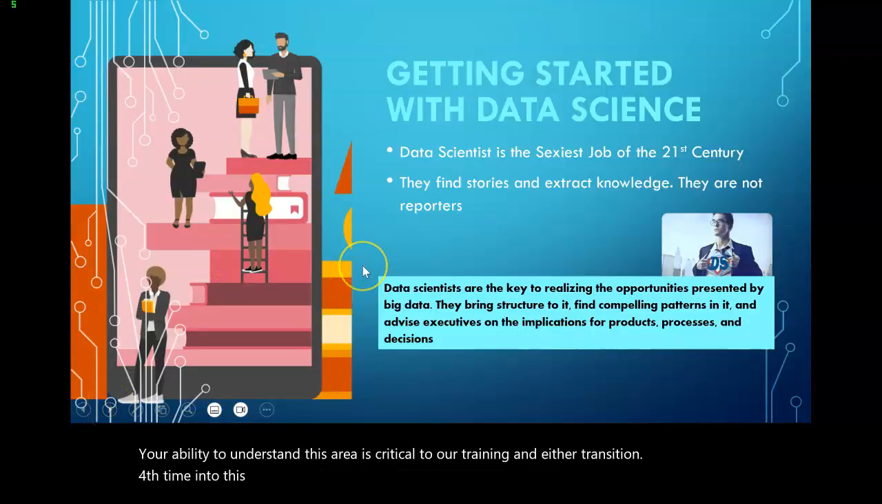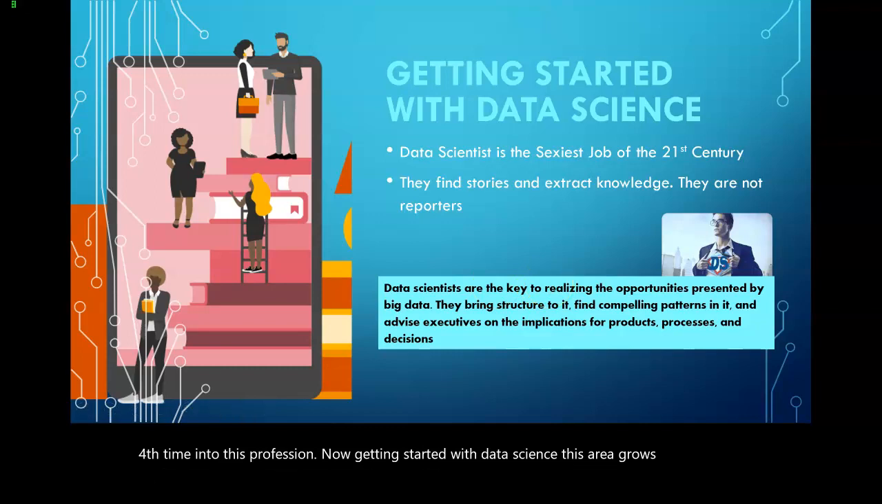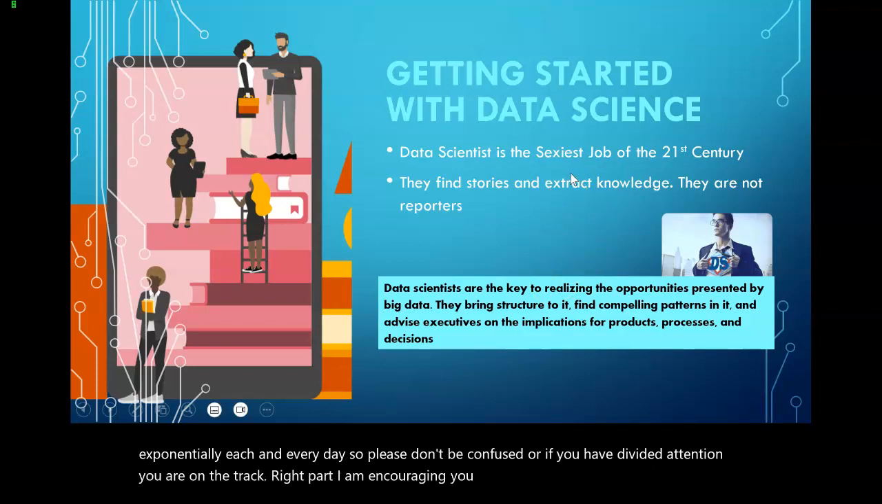Now, getting started with data science, this area grows exponentially each and every day. So please don't be confused, or if you have divided attention, you are on the right path. I am encouraging you in that. That's why this area is considered the sexiest job of the 21st century. You can read further to get more information about this.